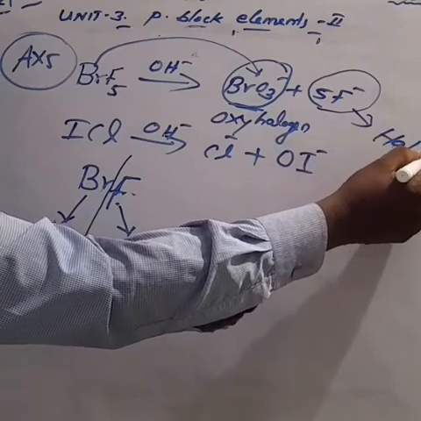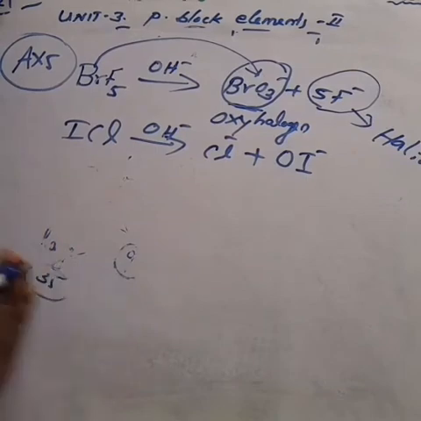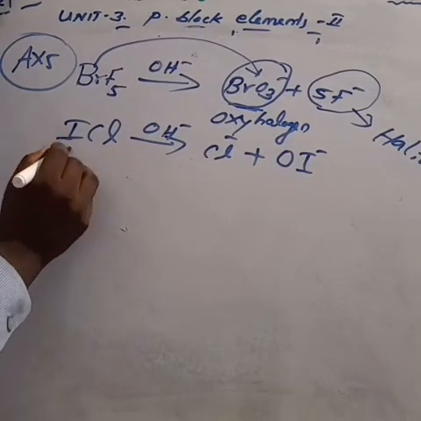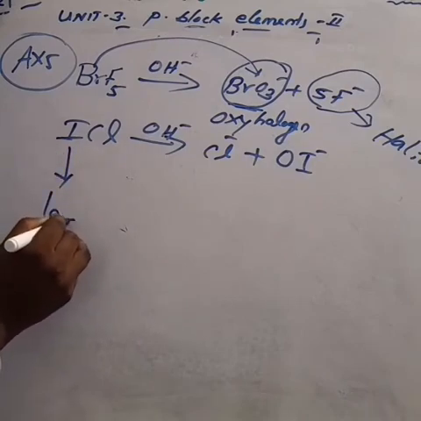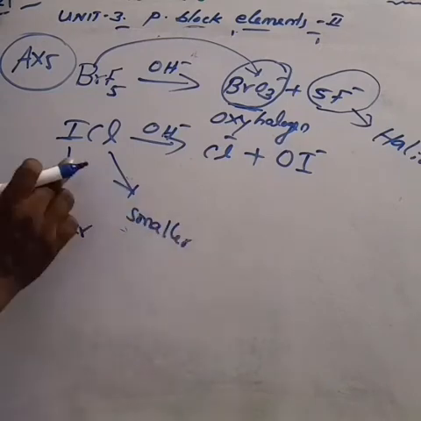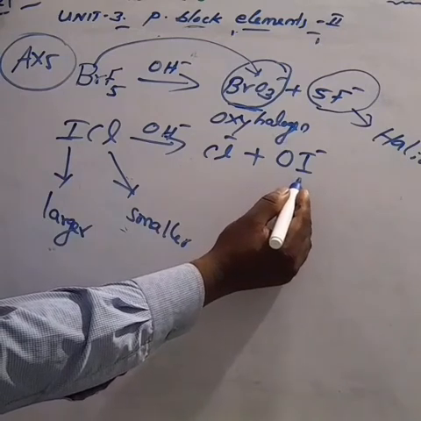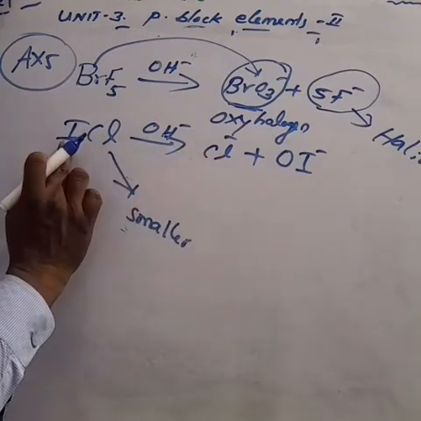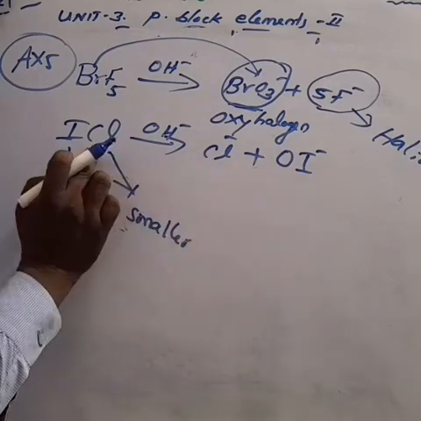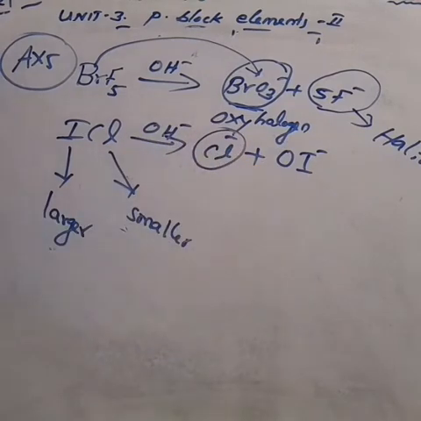Am I right? That is the first equation. Second equation is ICl. ICl means AB type. Here also having iodine and chlorine. Iodine is the larger halogen and Cl is the smaller halogen. Larger halogen iodine forms OI minus, that is hypoiodate ion, and the smaller halogen chlorine forms chloride ion, halide ion. That is the equation.